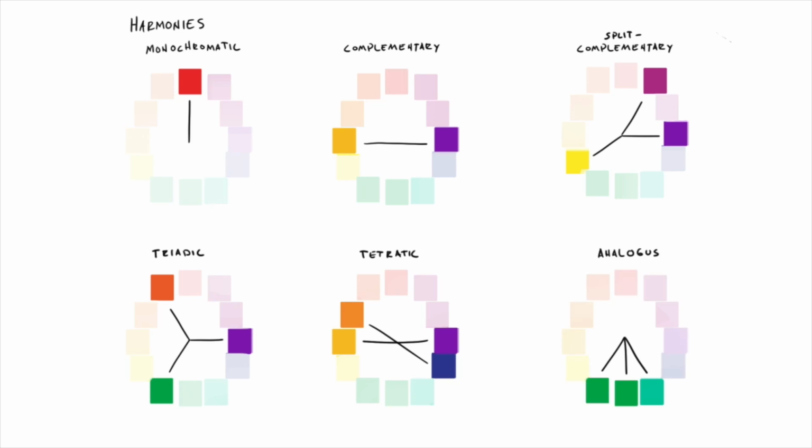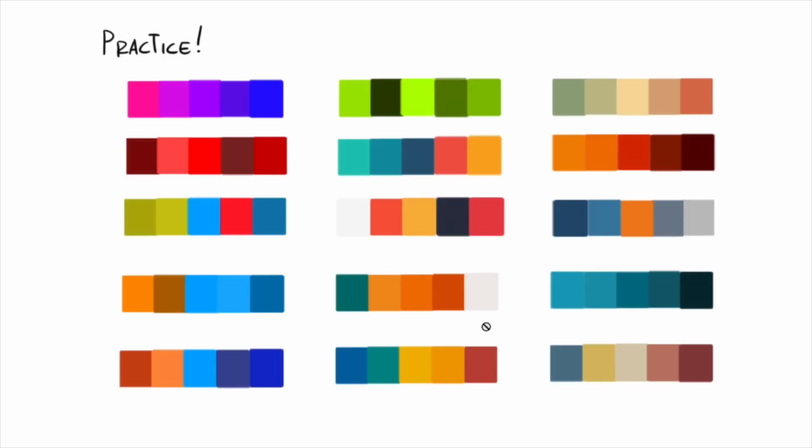The last one that we'll talk about is the analogous. Analogous is basically you're choosing one section of that color wheel, generally grouped in terms of 3s. Now, with all this being said, really the key to any harmony that we do, the bottom line to it is practice. You have to practice, practice, practice. I don't know if I can say the word practice enough.